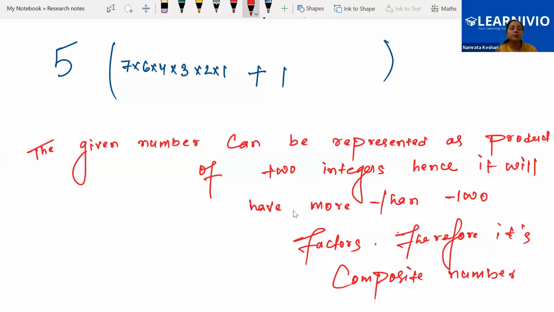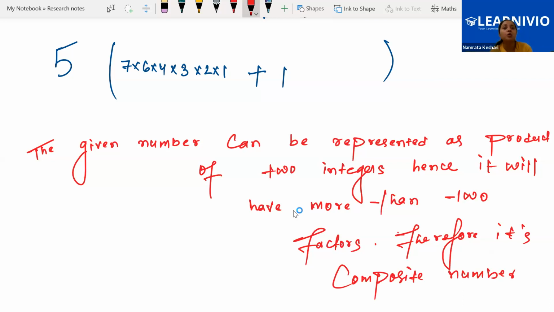The two factors for a prime number were the number 1 and the number itself. Here we are having two different numbers, which means it will not be a prime number, it will be a composite number. This is how we can explain that we are able to express this number as a product of two integers. Hence, from there we understand that this number will be a composite number.